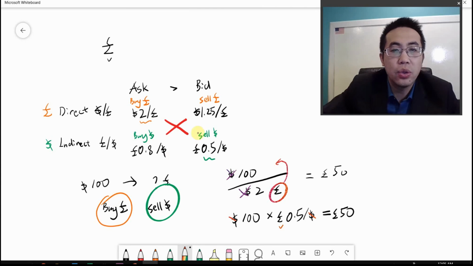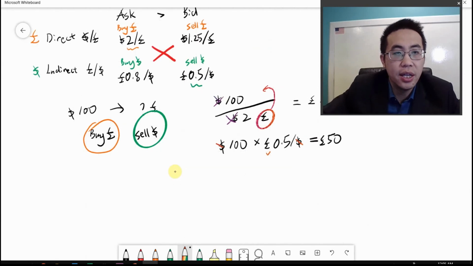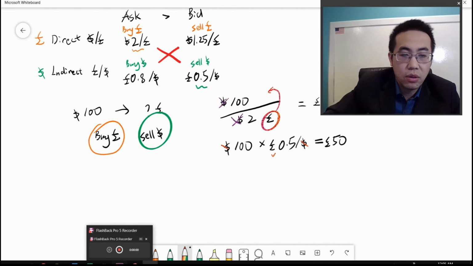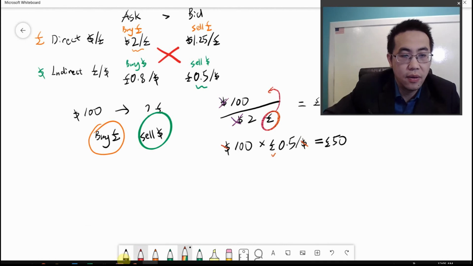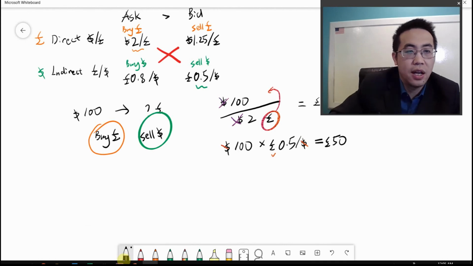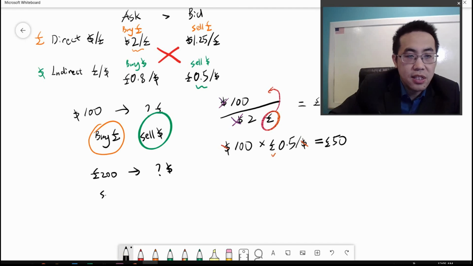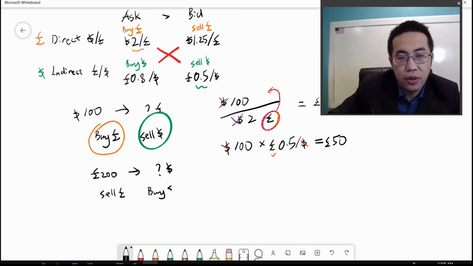Okay, so we can do more practice. Let's say you have 200 pounds to sell, and you want to make a conversion of 200 pounds to a certain amount of US dollars, and you want to figure out how many dollars you can get. So this is about selling pounds and also buying US dollars. You are selling pounds and buying US dollars.